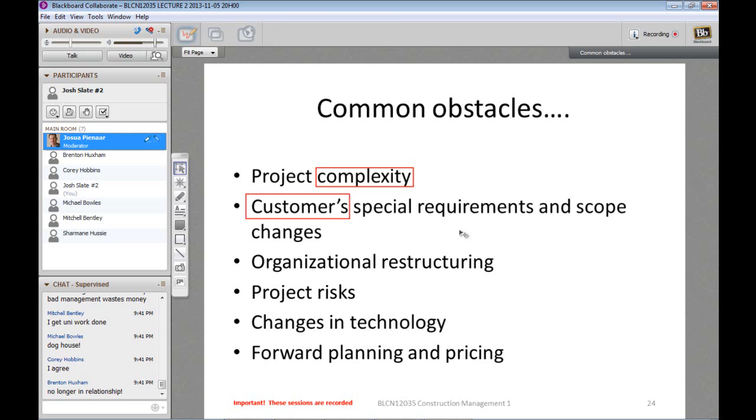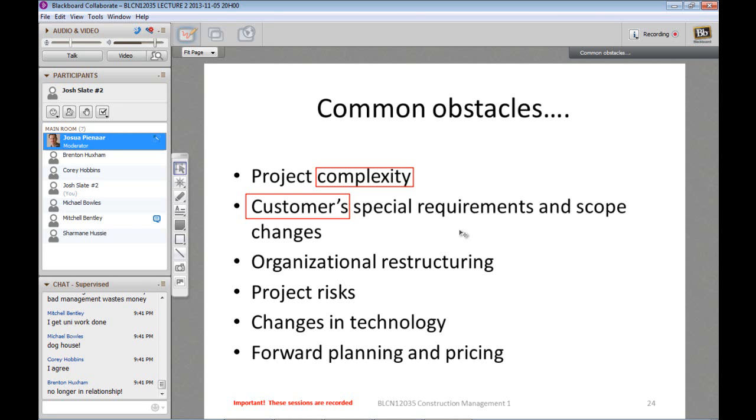The other problem that we might see in project management is the customer. Our client, our employer. You'll see many times I'll refer to them as employers, and that's just because I used to work with the NEC and we used to call our customers or clients employers.